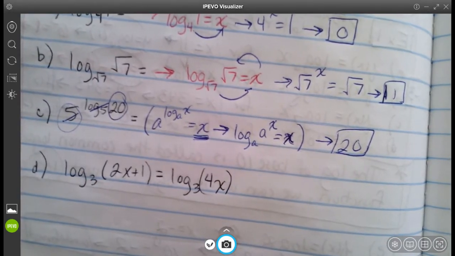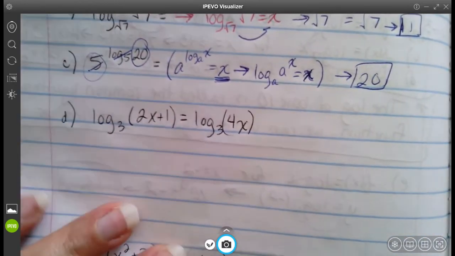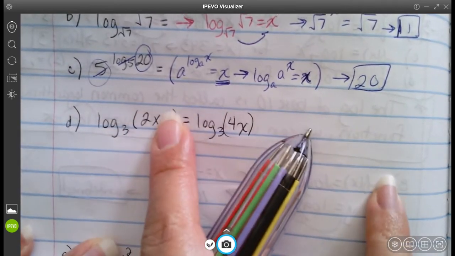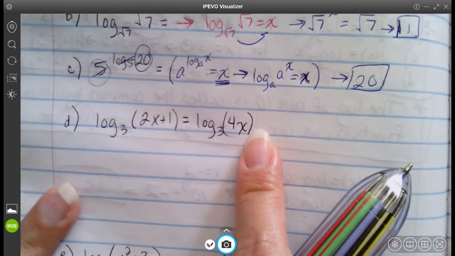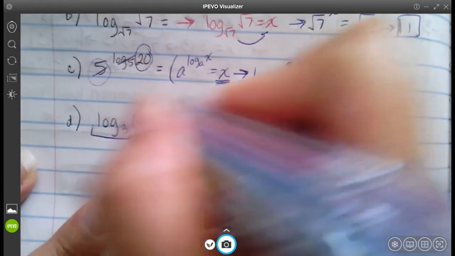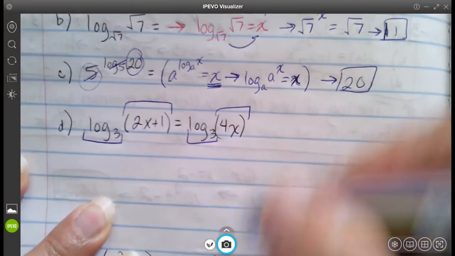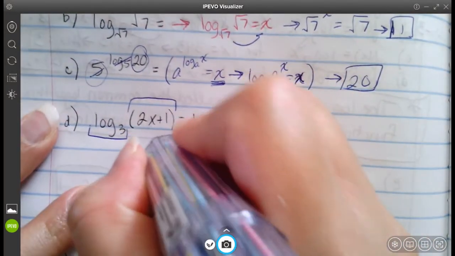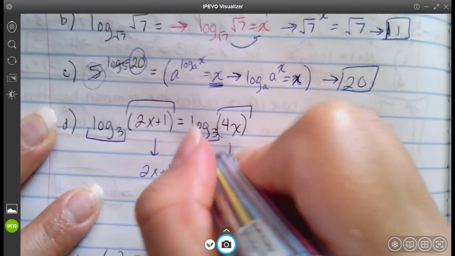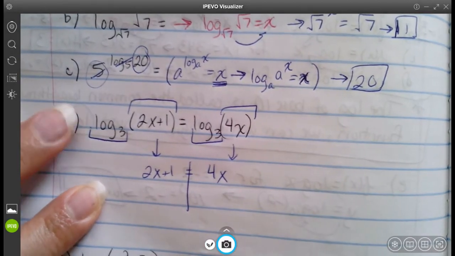All right, letter D is our second to last example, and then we'll stop this video. We have log base 3 of all this is equal to log base 3 of all this. So this follows the fourth property, where if these two are the same, then these two must be the same. So we're going to take those two items, 2x plus 1 and 4x, and set them equal to each other and solve. And that's it, as easy as that.